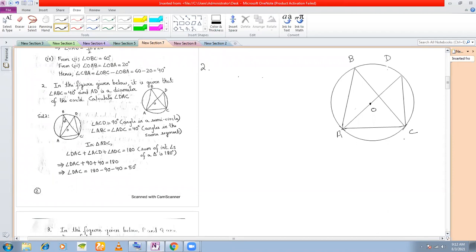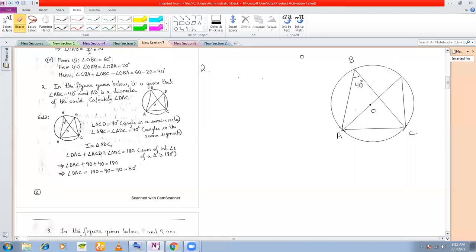Now let's read the question. In the figure given below, it is given that angle ABC is 40 degrees. Fine. So let's mark this angle 40 degree. AD is a diameter. D is somewhere over here. This point is D. AD is the diameter. So you can see the center O lies on this diameter, right? Calculate angle DAC. That means you will have to find out this angle.